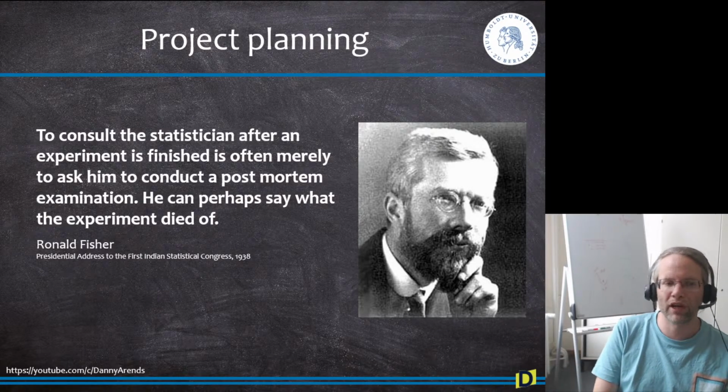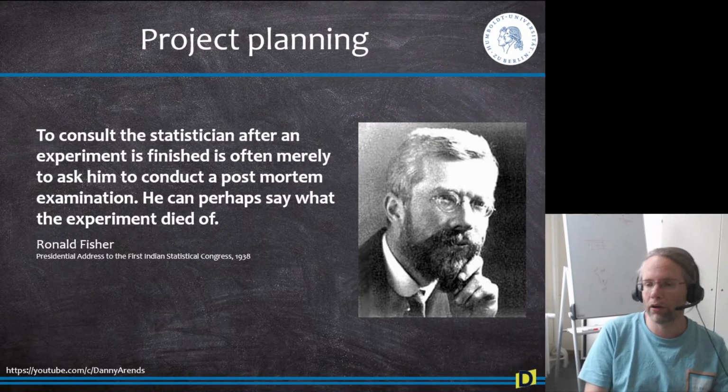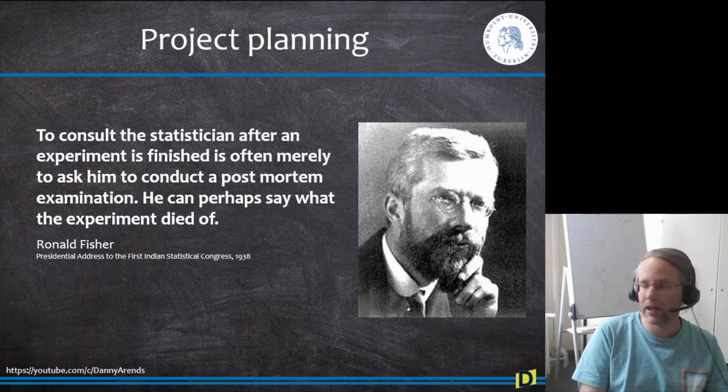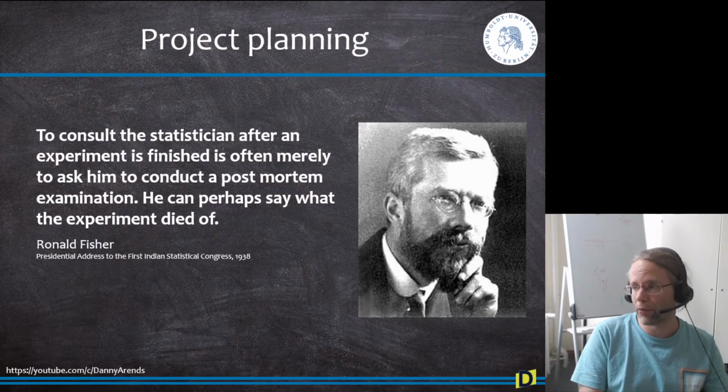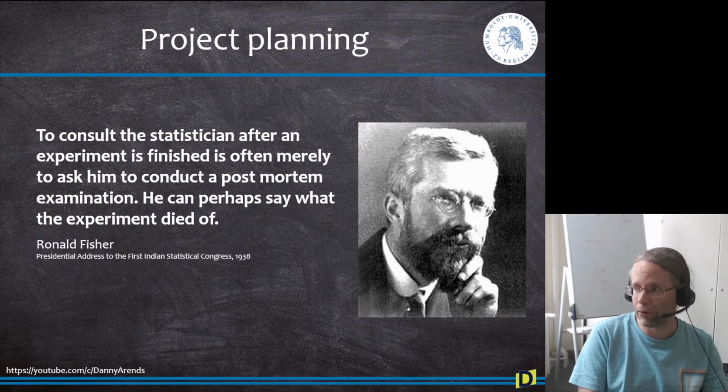He can perhaps say what the experiment died of. And that is really true. If you are doing science and you're designing experiments, consult a statistician at the earliest time point. Have someone check your numbers, because you don't want to do an experiment and in the end figure out that with 10 more samples you would have been able to prove what you wanted to prove. But now, because you did not do the 10 samples, you lack the statistical power.